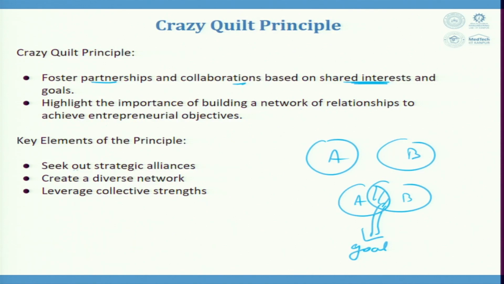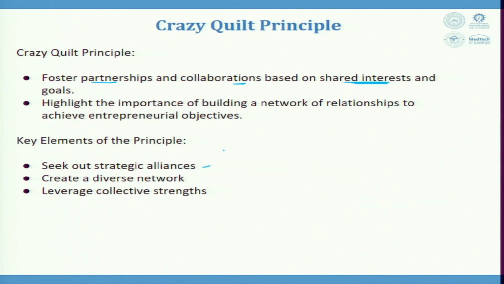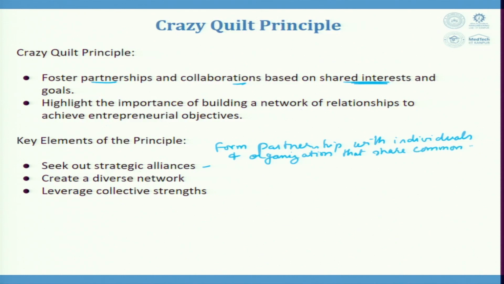So, here we try to seek out strategic alliances. We try to form partnerships with individuals and organizations that share common interests. So, that is for seeking out strategic alliances.